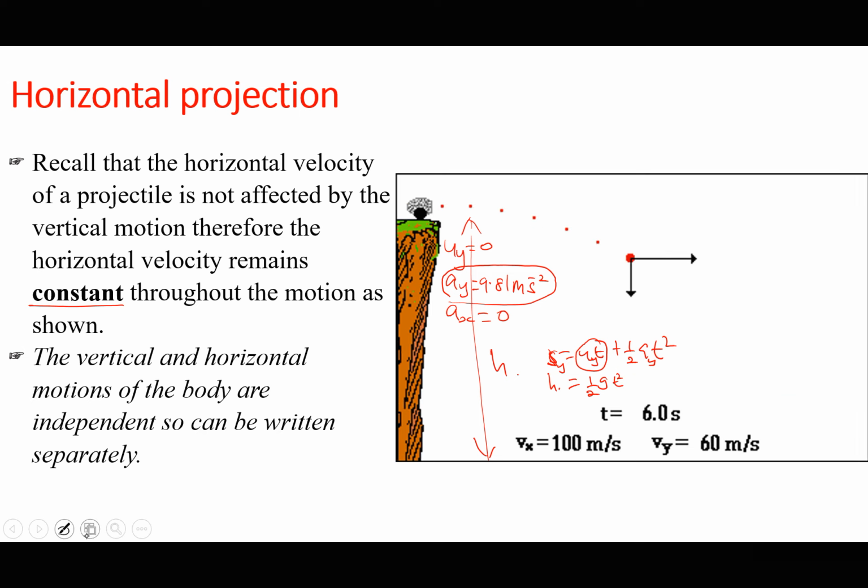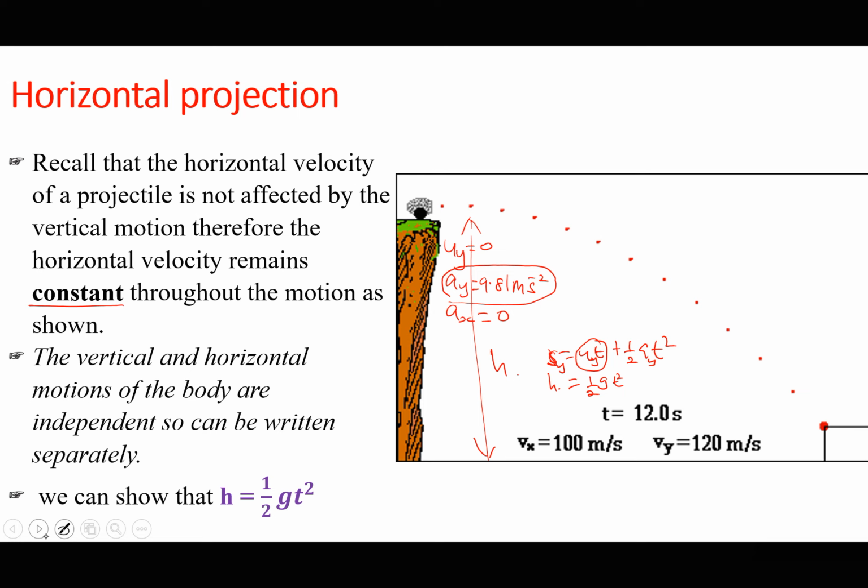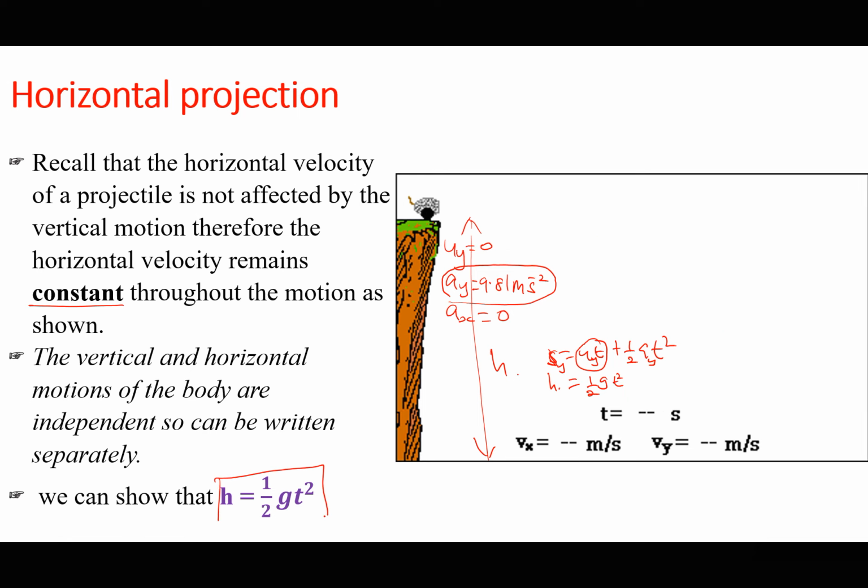So we can easily show that h is equal to a half times g t squared in the vertical. Let us see a few examples before we advance.